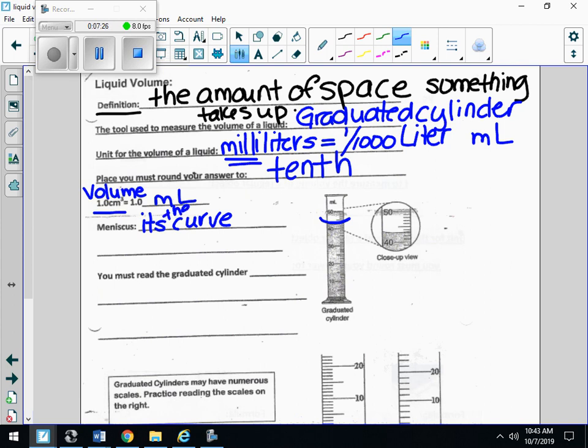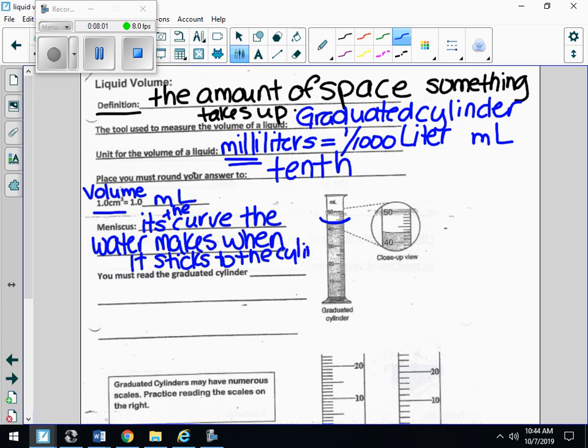It's the curve the water makes when it is attracted to the plastic. Now, in our class, we have plastic cylinders. They don't have a large meniscus. But if we had a glass one, the meniscus would be a lot more defined because water is more attracted to the glass than it is to the plastic. It's the curve the water makes when it sticks to the cylinder.